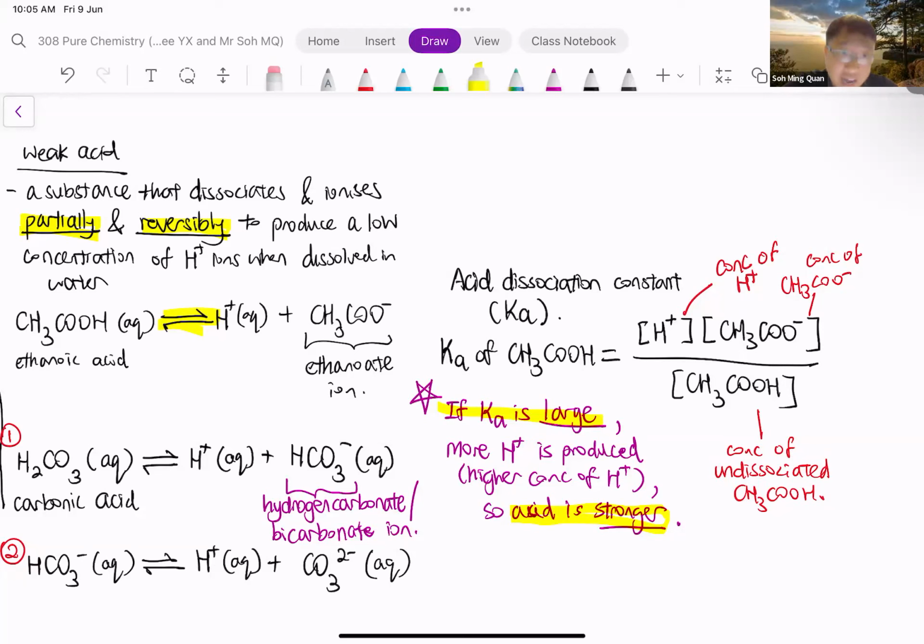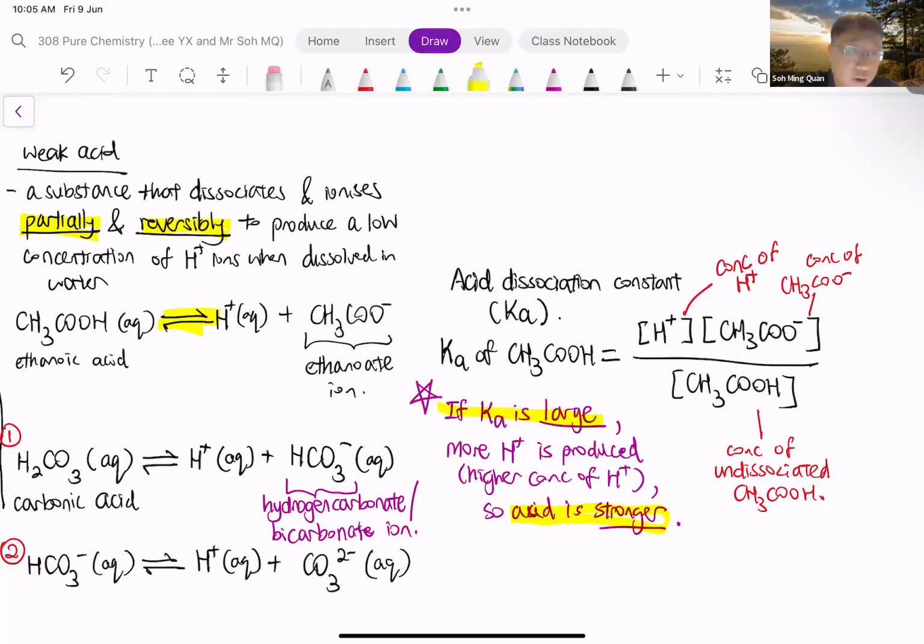Now, at the same time, if the Ka is large, that means the denominator is also small. That means you have less undissociated acid. Okay? That means the acid has dissociated more, because the amount of undissociated acid left is less. So this is an important concept. Now, this is not the same as pH.